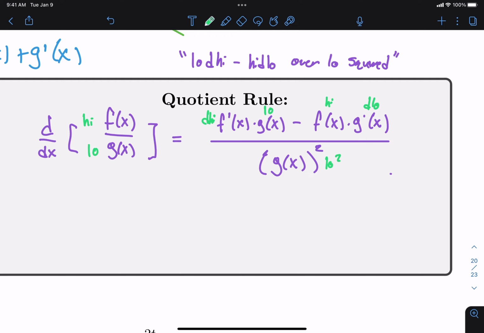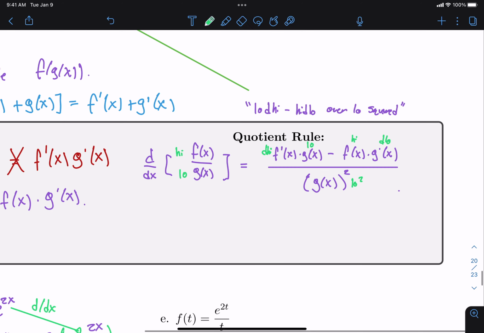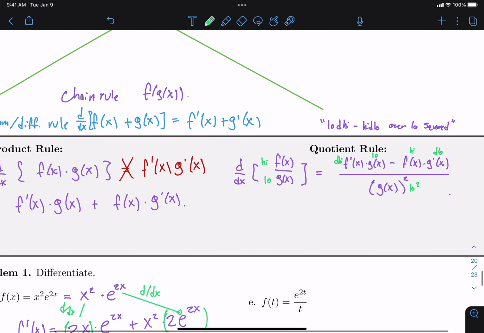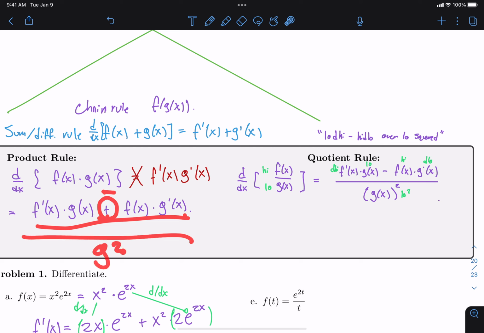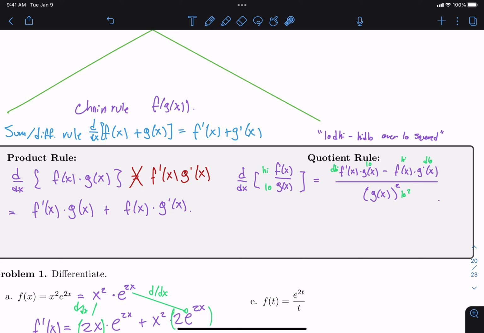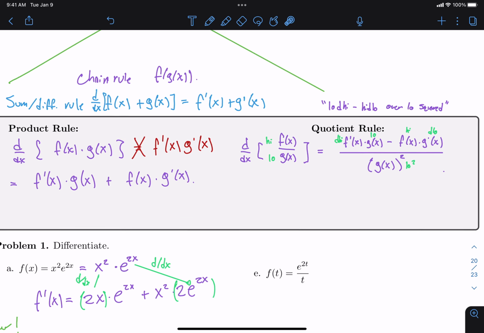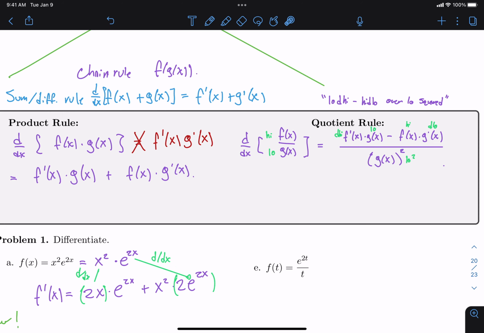The way I remember it is actually the following. I remember the product rule, and what I do is I just switch the plus to a minus, and then I divide by the denominator. Okay, I switch the plus to a minus and divide by the denominator. Okay, so here's one pitfall that you can fall into with the quotient rule.